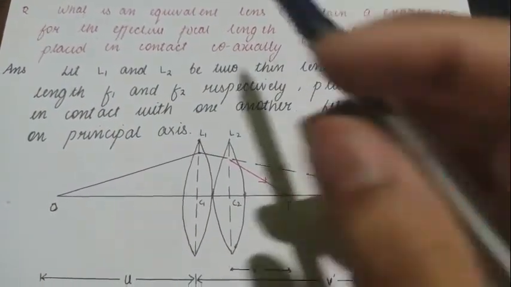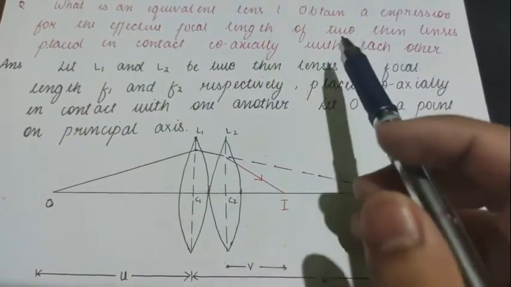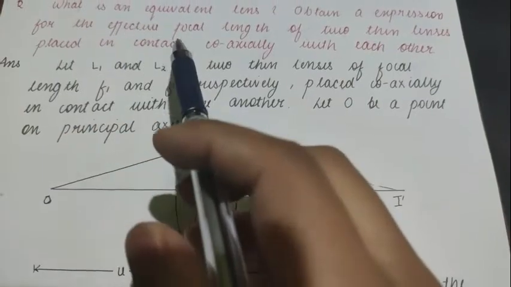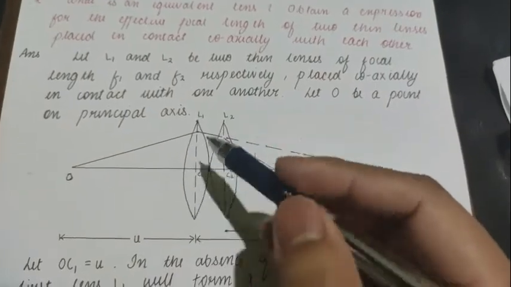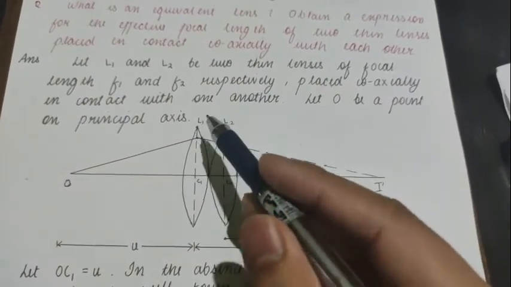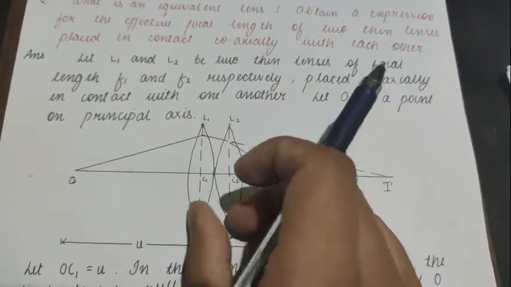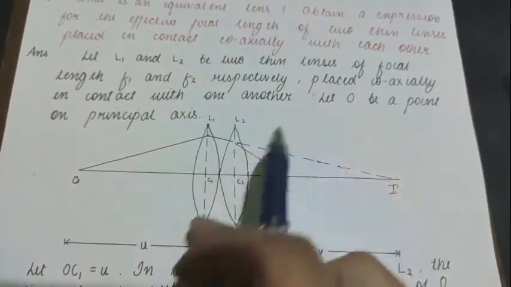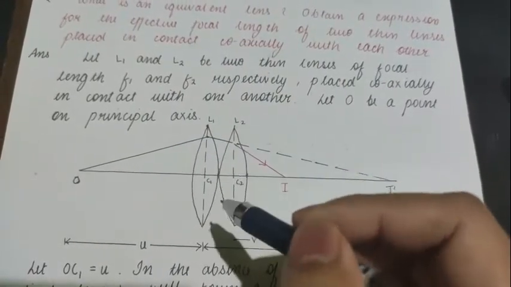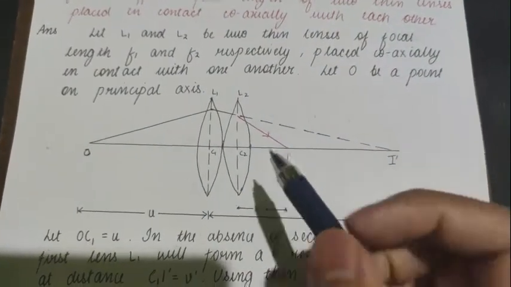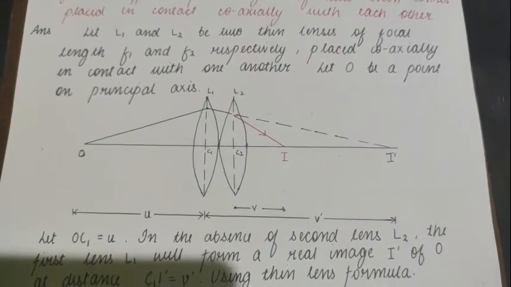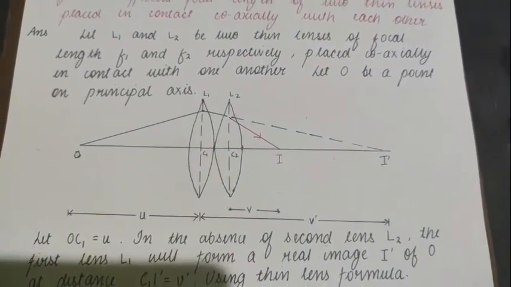Obtain an expression for the effective focal length of two thin lenses placed in contact coaxially with each other. Next, we have to derive the relation for the two lenses, L1 and L2, which are placed coaxially along this axis. Clear? Coaxially means when you keep your lenses close to each other. We have to derive the relation when the two lenses are placed close to each other.